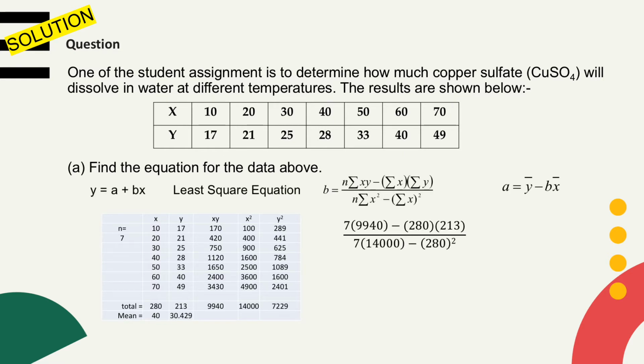Substituting these values into the formula of a and b, we will get the value of b as 0.5071 and the value of a as 10.144. Only then can we substitute into the general form of the least square equation, where we get the equation of y equal to 10.144 plus 0.5071x. So that answers the first question in this problem.